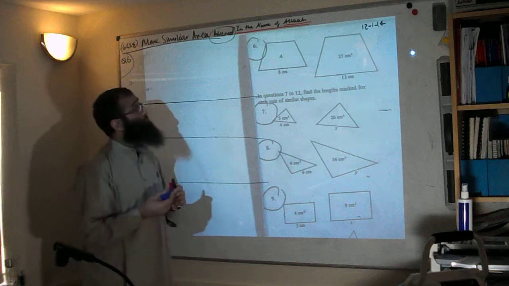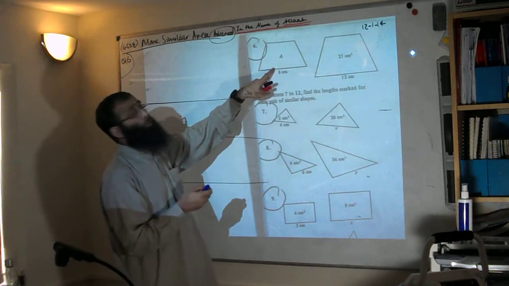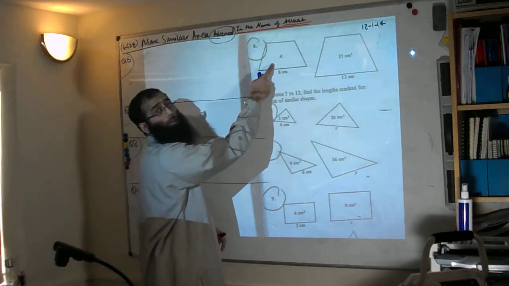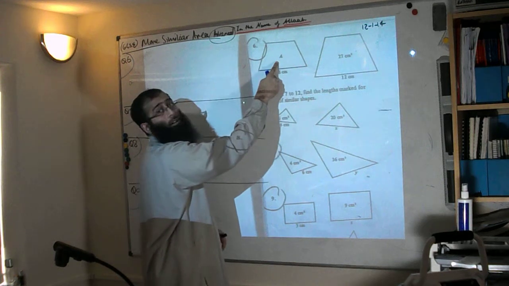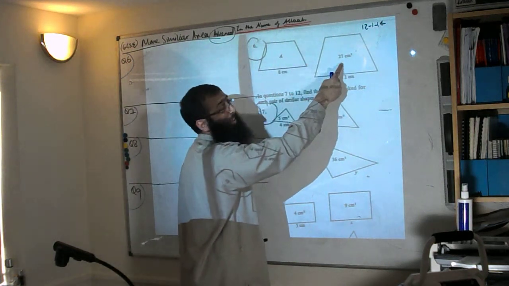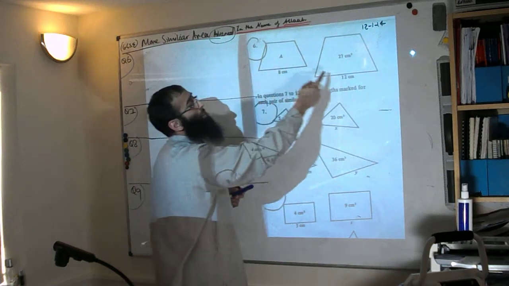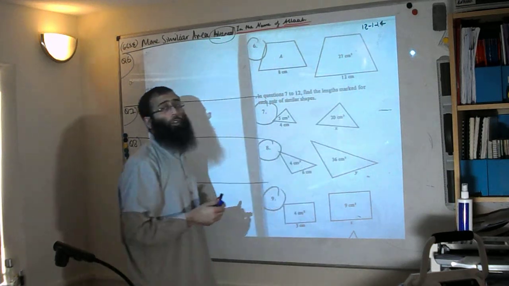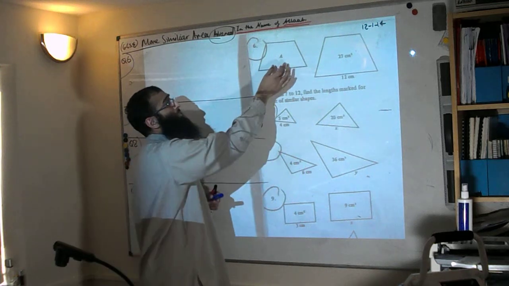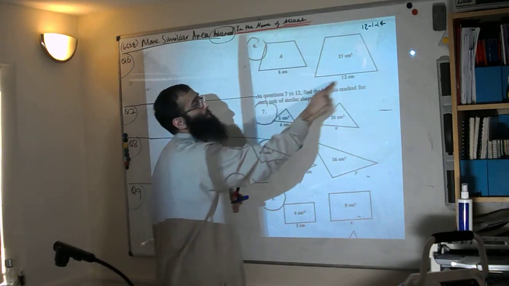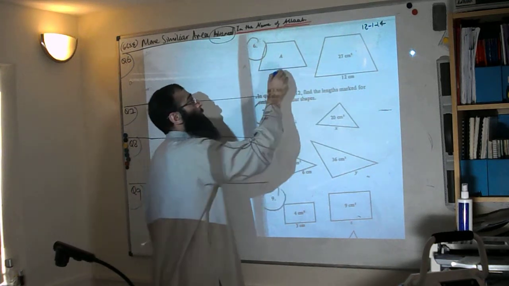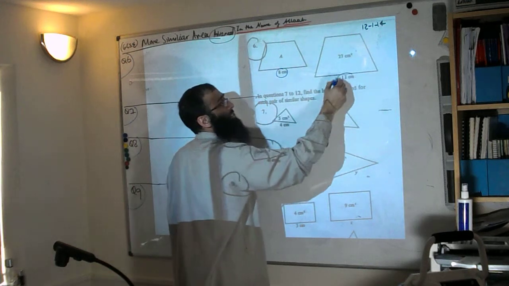Right, let's get started. Look at this first question here. We have a trapezium. It has an area of A. We have an enlarged trapezium, an area of 27 centimeters squared. The original length is 8 centimeters and the enlarged length is 12. So what we need to do first of all before we work out this original area is to establish the scale factor. So we look at this original length and this enlarged length.